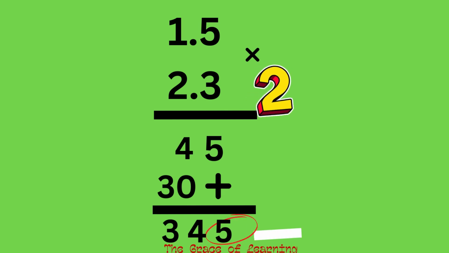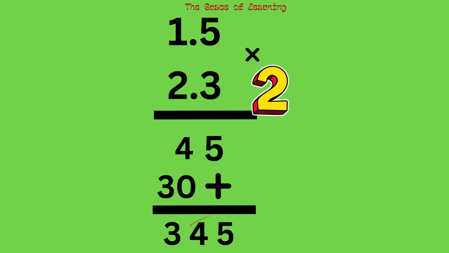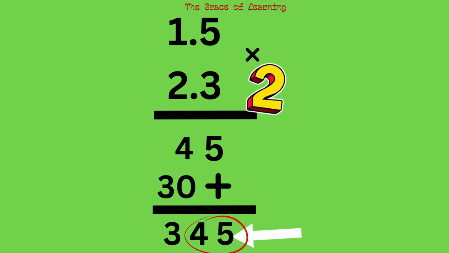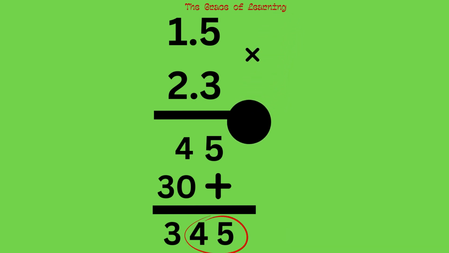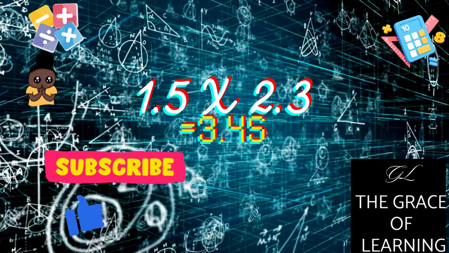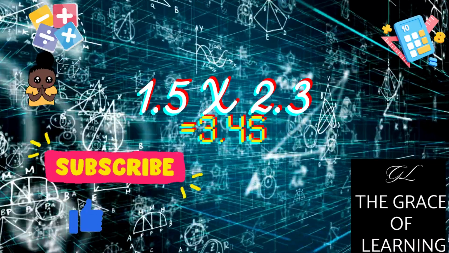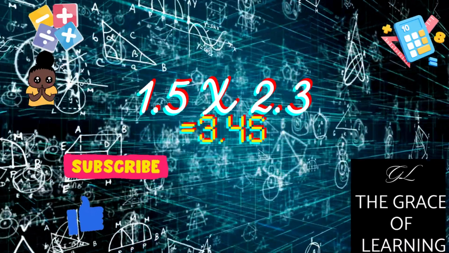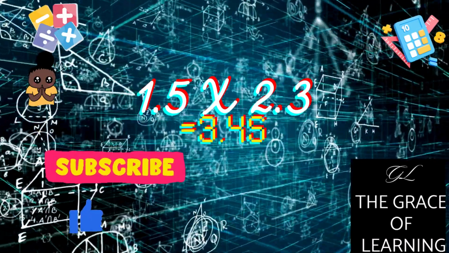Now move to the result. From right to left, count 2 digits and place your decimal point after the 2 digits. Remember, you're going to count from right to left. Now your result would be 3.45. If you multiply 1.5 and 2.3, the result is 3.45.